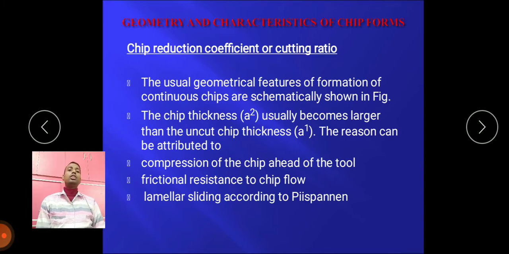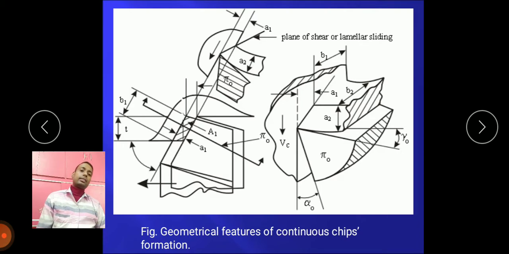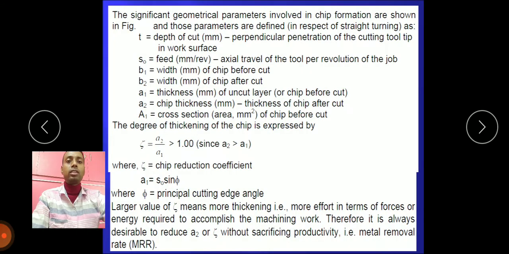So the chip reduction coefficient or cutting ratio is a very important thing. The usual geometrical features of formation of a continuous chip are schematically shown in the figure. The chip thickness A2 usually becomes larger than the uncut chip thickness A1, compared to the chip ahead of the tool, due to the frictional resistance of the chip flow. This is basically the geometrical features of the whole chip formation. A1, A2, B1, B2. This is gamma O, this is alpha O. Gamma O is the rake angle in the orthogonal system. Alpha O is the clearance angle in the orthogonal system. T is the depth of cut in millimeters.